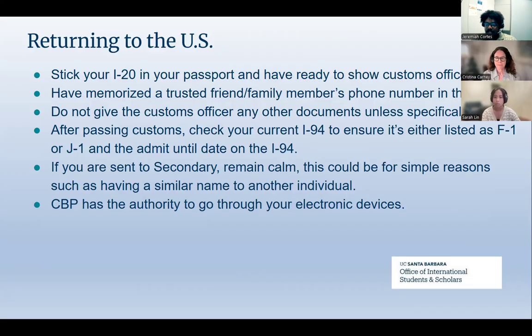So as CC mentioned, if any of you do have to go to secondary, just remain calm. It could be for any simple reason. If you have a similar name like John Smith or something that's very, very common, they may just want to double check that you're not an individual that they've been keeping an eye out for. And know that CBP does have the authority to go through your electronic items. So if they do ask for your laptop or your phone, and you do actually have that on your person, just comply and provide them with the device.